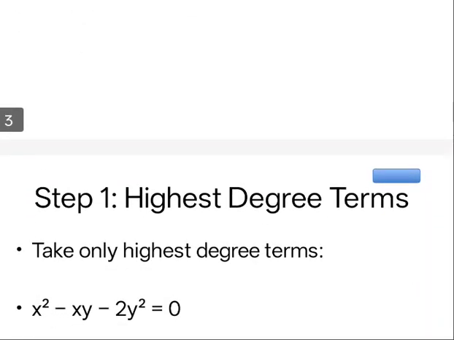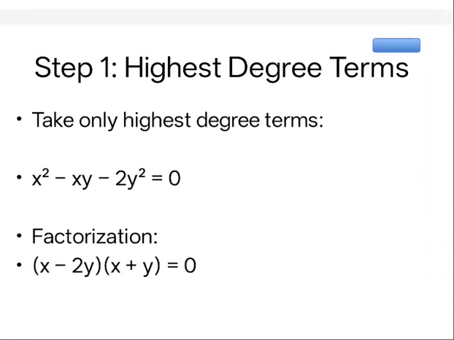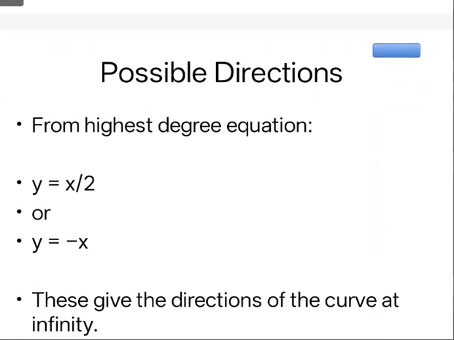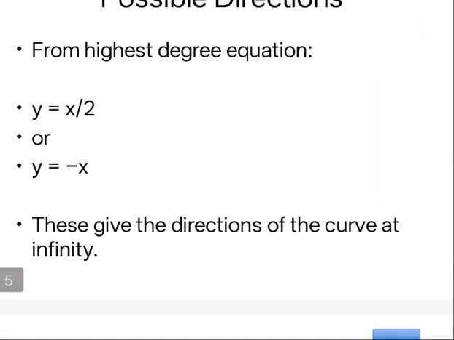That is sufficient. Take the highest degree terms here, x square minus xy minus 2y square is equal to 0. If you factorize, it becomes x minus 2y into x plus y is equal to 0. Then you get y equal to x by 2 or y is equal to minus x. These values give the curve behavior at infinity.